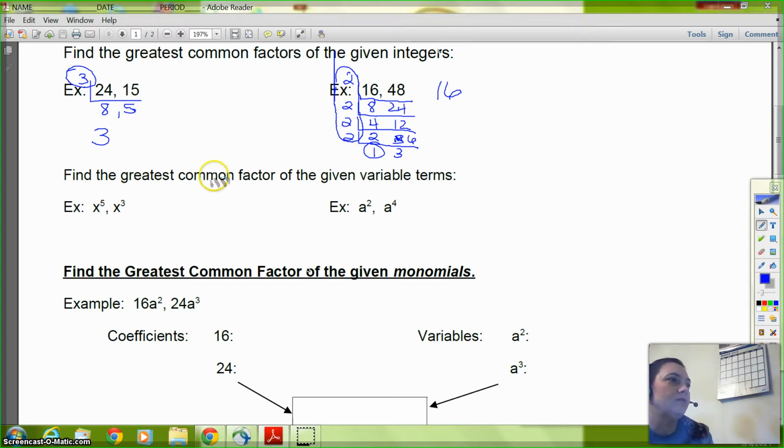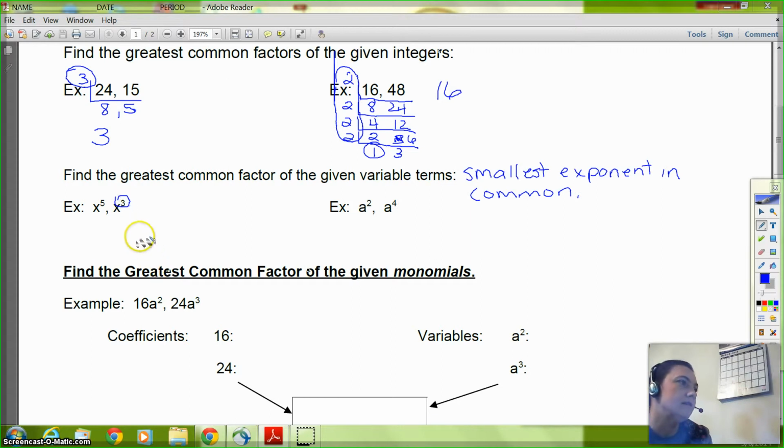Now, find the greatest common factor of a given variable term. So x to the 5th and x to the 3rd. Really what we want to do is look at the smallest exponent in common. The smallest exponent in common. Okay, so that means that out of x to the 5th and x to the 3rd, x to the 3rd is the smallest. That's the greatest common factor. Okay, so this is going to be x to the 3rd.